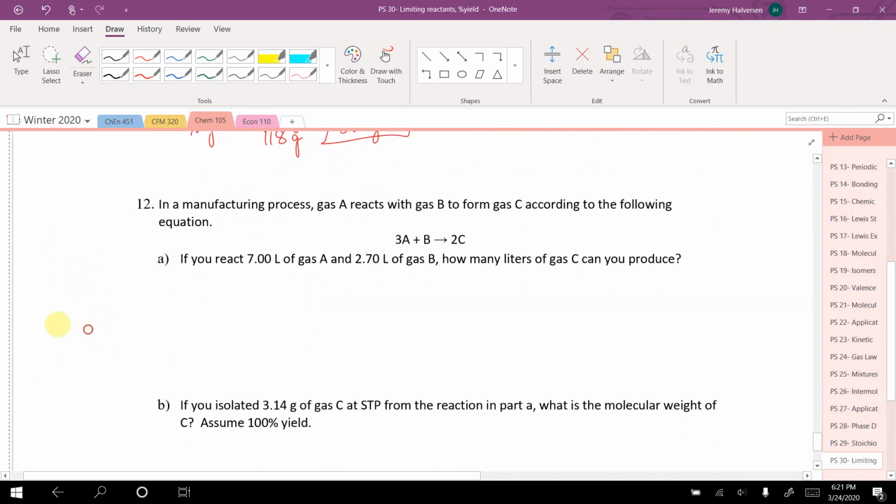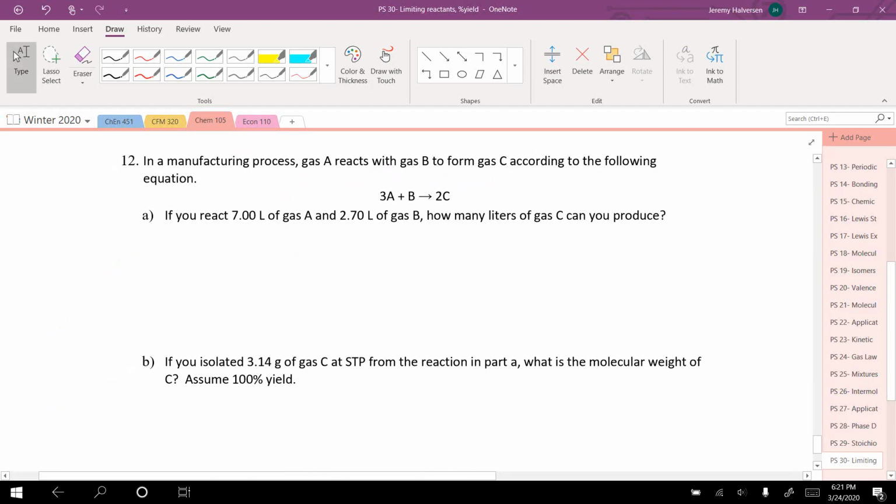Okay, last one. In a manufacturing process, gas A reacts with gas B to form gas C, according to the following equation. You've got 7 liters of A, 2.7 liters of B. How many liters of C can you make? Well, they give you 2 reactants, so that means you're going to have a limiting reactant here, so we've got to see how much C each of my reactants can make.